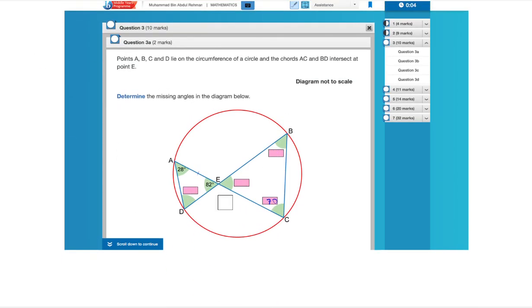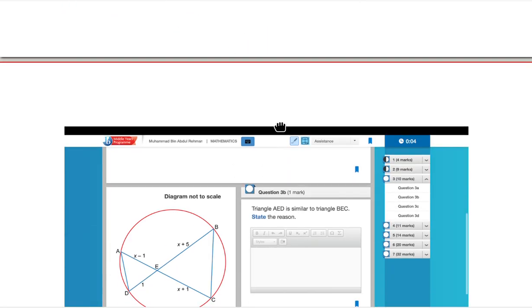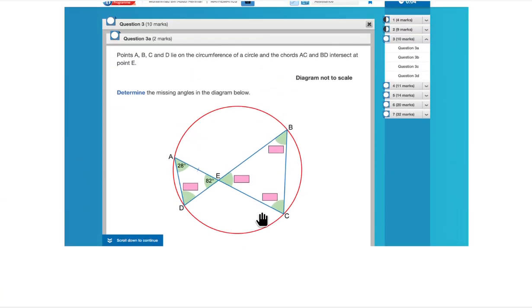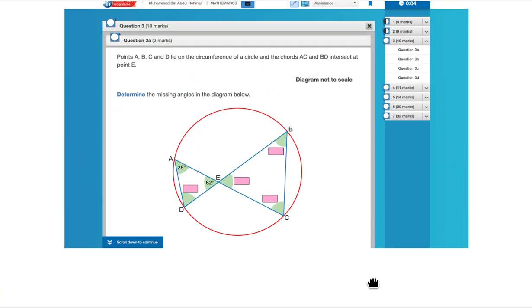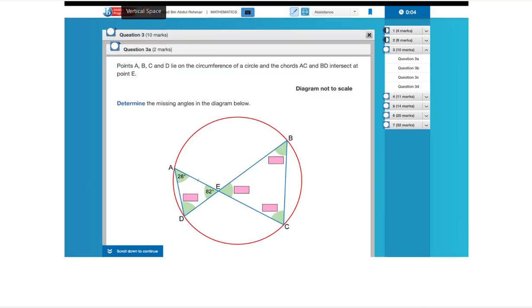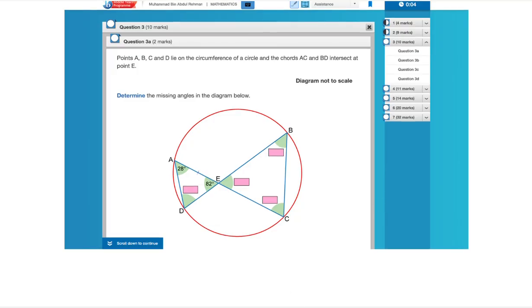Looks like I had solved this question from before, but let's solve it again because I was teaching a few kids before, you people as well. So yeah, circle theorems. It says determine the missing angles in the diagram below.